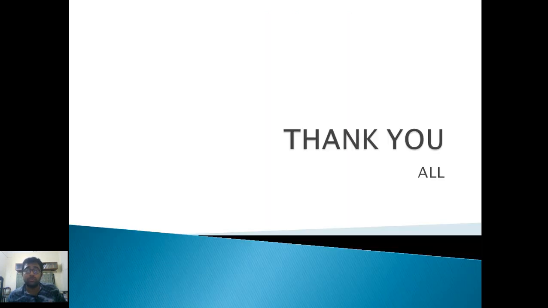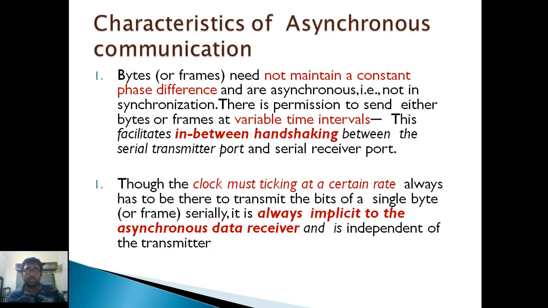So we'll end today's lecture at this slide. From the next lecture we are going to continue with different kinds of input devices and communication. Thank you.